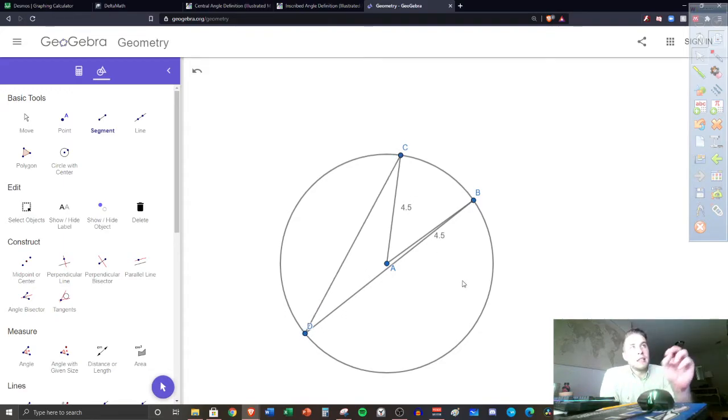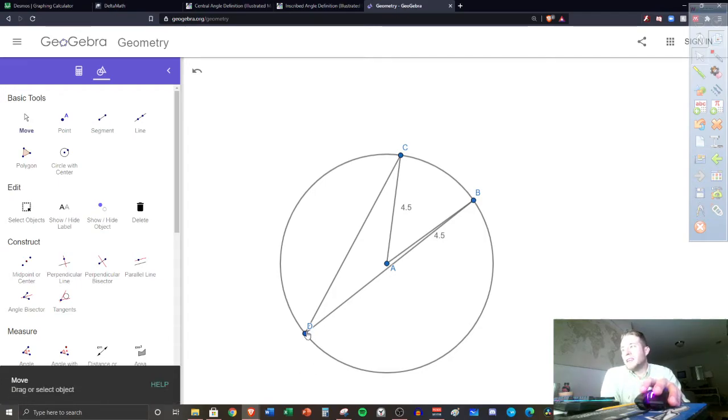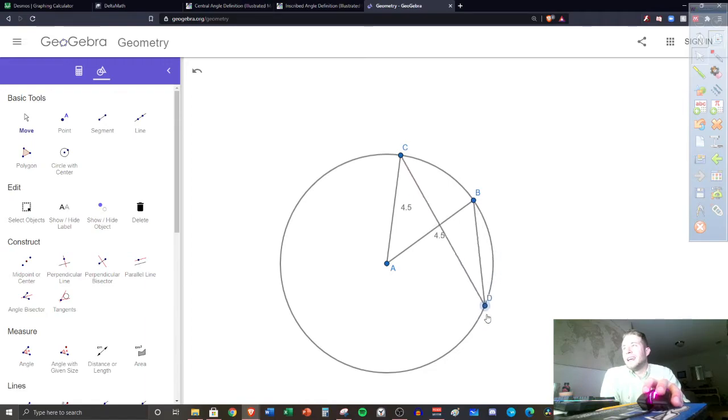And now you really get to see the dynamic ability of these diagrams. Move D around, and you see that these two angles are on the same.